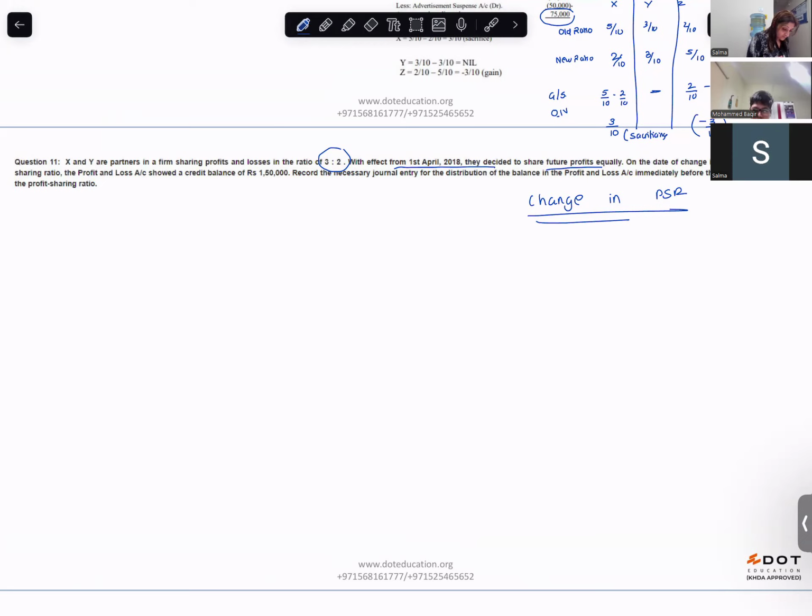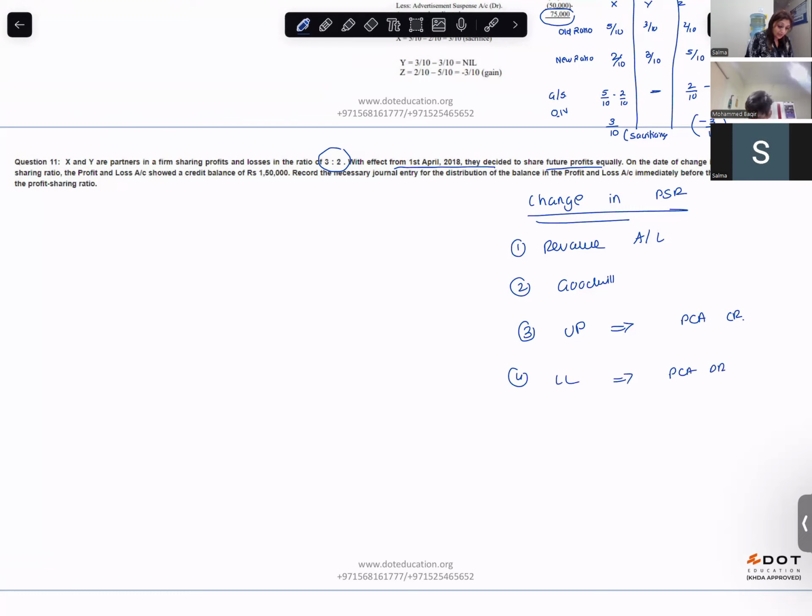There are 5 things that you usually do when there is a change in profit sharing ratio or change in the structure. You find the sacrificing ratio and gaining ratio. You will revalue assets and liabilities. You make adjustments for goodwill. You will distribute the undistributed profits in partners' capital account, credit side. You would distribute the undistributed losses in partners' capital account, debit side.